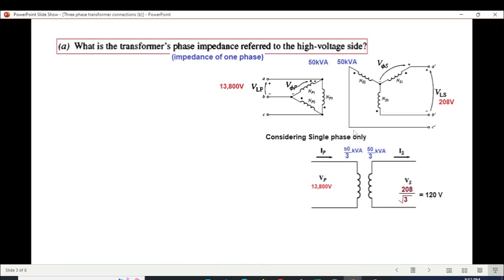So the best is that we just take one single transformer or one phase of the transformer. So you can see from here what will happen. The power will be divided by 3 on both sides. This is line voltage, but in case of a delta, this is also the phase voltage. So for this phase voltage we will write 13800. In case of a Y, it will be different. The phase voltage will be less than 208. So 208 has to be divided by root 3, and so the phase voltage of the secondary will be 120.